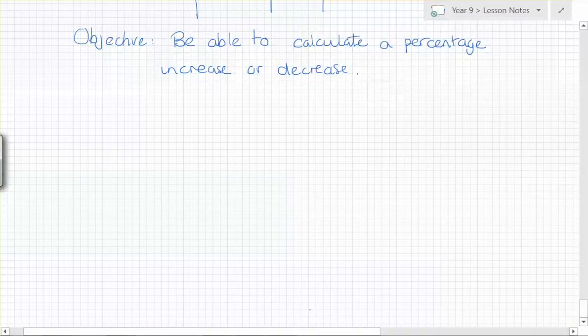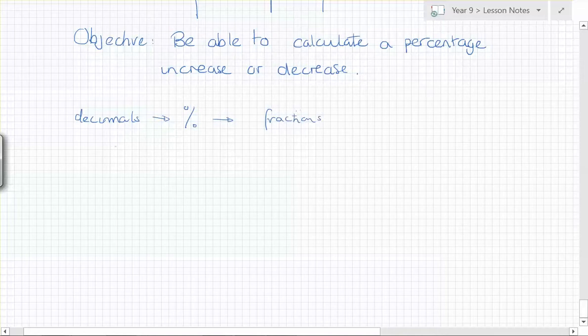So we need to be able to calculate a percentage increase or decrease. Now, what we need to remember is, before we broke up, we were talking, do you remember doing decimals and percentages and fractions and being able to convert between the three different things?